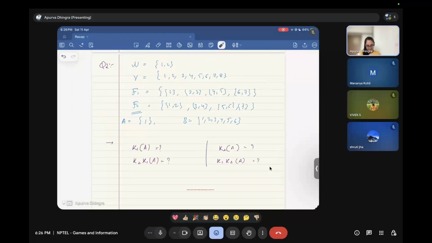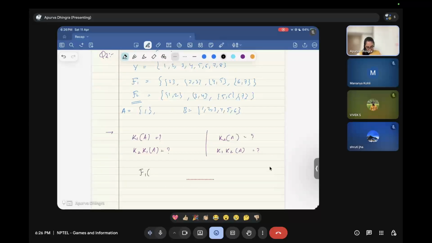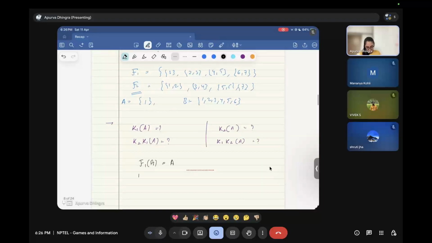So here, event A is just state of the world 1. For player 1, state of the world 1 is distinguished from everything else, meaning K1 of A is actually equal to A. Sorry, F1 of A. That means K1 of A, because they're equal, this just becomes A.